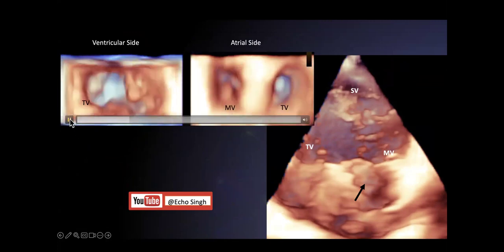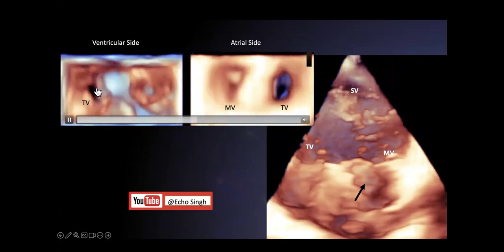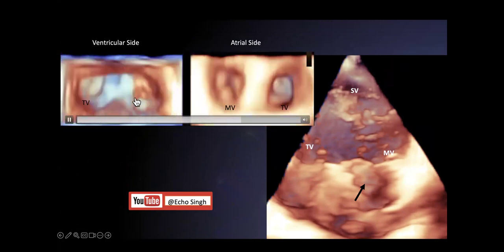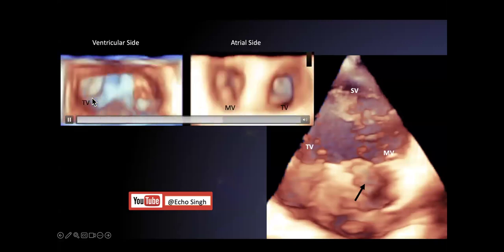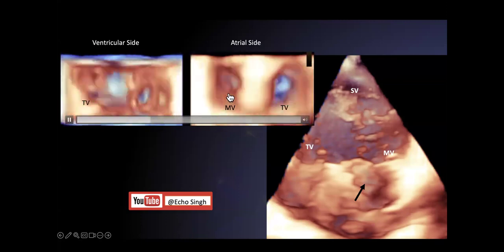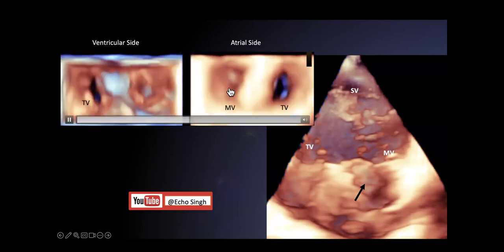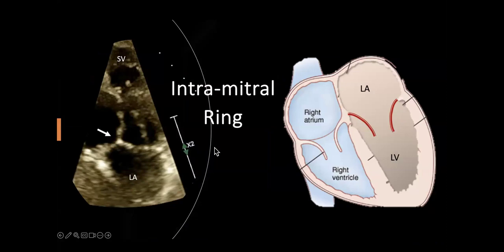And interestingly, when we looked from the ventricular side, you do not see it. Okay, this is the tricuspid orifice, and that is the mitral orifice here. From the atrial side, you don't see anything. You don't see a valve because there is a membrane there, and beyond that, there is no visualization of the mitral valve.